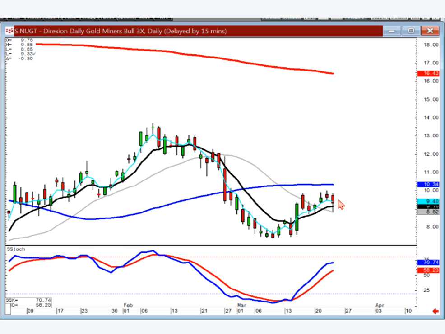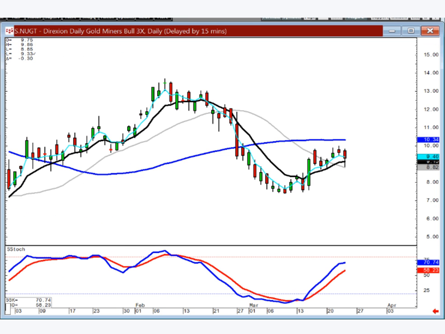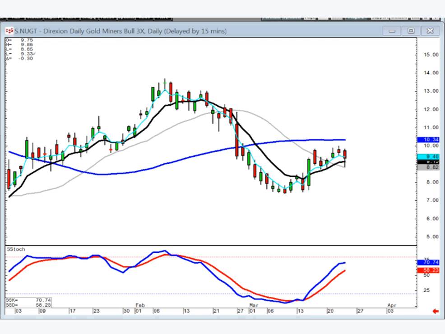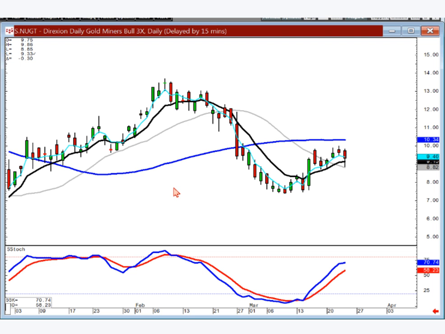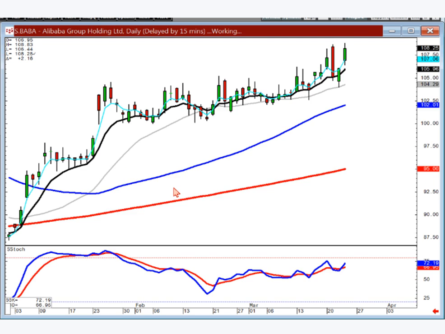Nugget kind of sluggish right now. Let's see what. Gold is off a little bit, off $3 after hours. Oh, somebody's private messaging me.